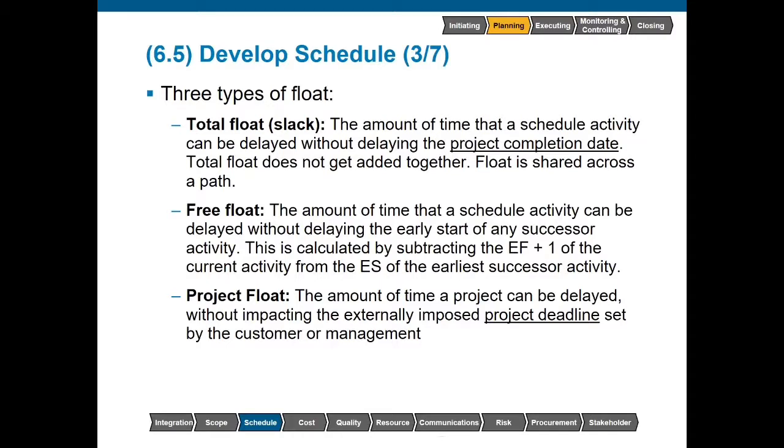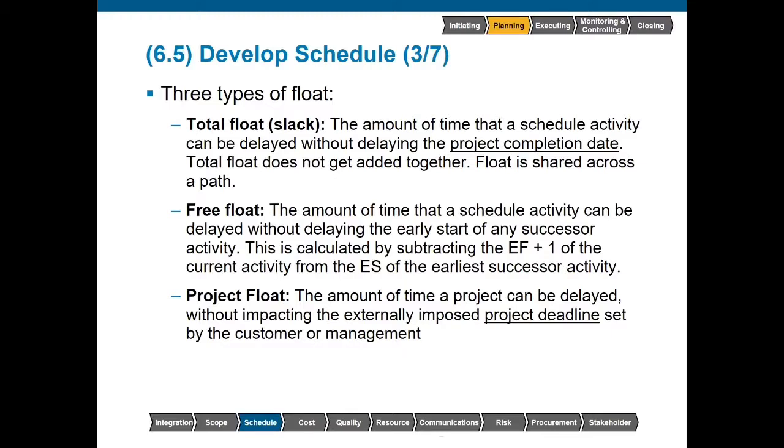Total float is simply calculated by doing the late finish minus early finish formula that we've talked about previously. With this formula, it tells us how much wiggle room do we have within that specific activity before we'd end up delaying the critical path and in turn throwing the project schedule out of whack. With free float, it's a little bit different. Free float allows us to go ahead and delay an activity without even affecting the early start of any successor.